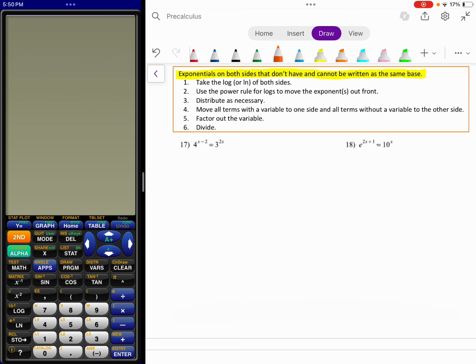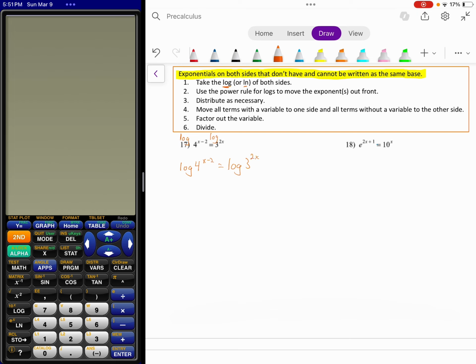It says what we want to do is take the log of both sides. Common log or natural log, they're both on your calculator, so it doesn't matter which one. So we'll just do the log of both sides. Sorry, the number 17 is in the way, so I'll rewrite it. It should look like this: log of 4 to the x minus 2 is equal to log of 3 to the 2x.